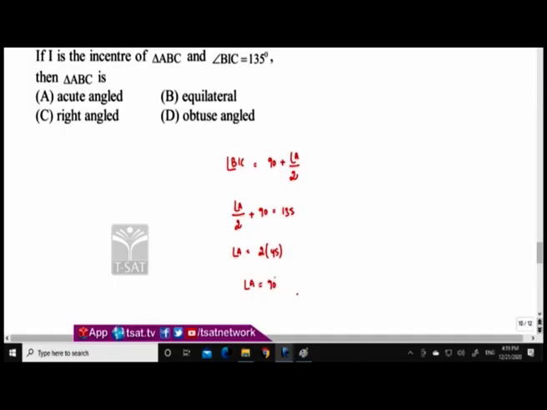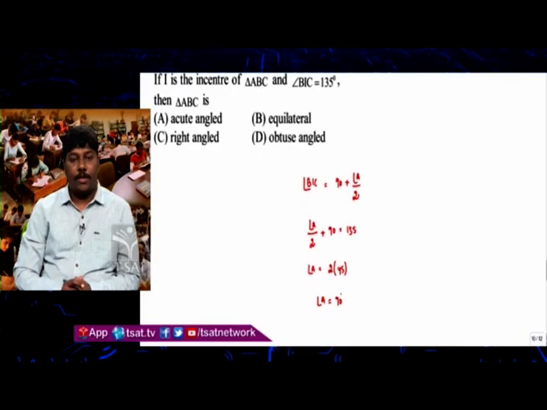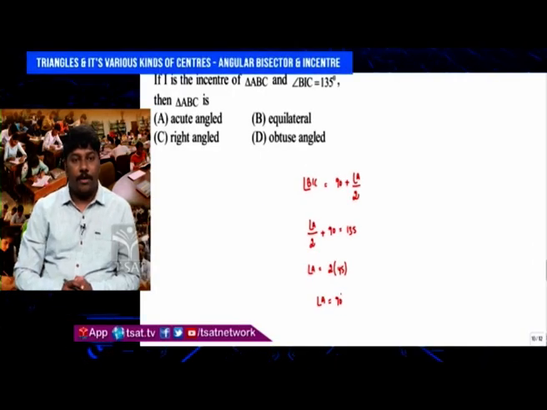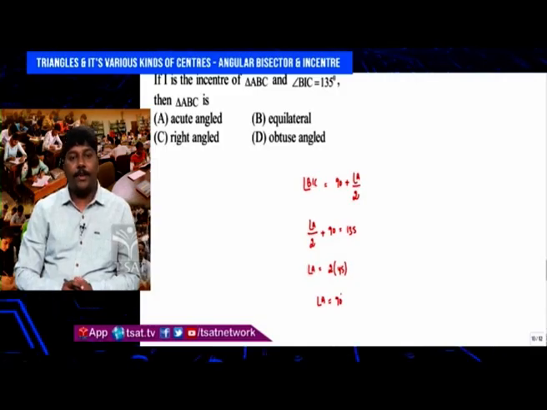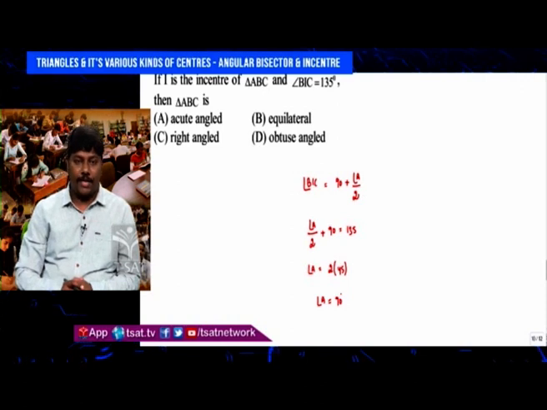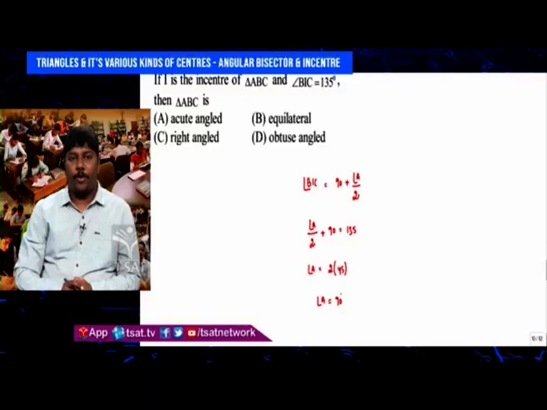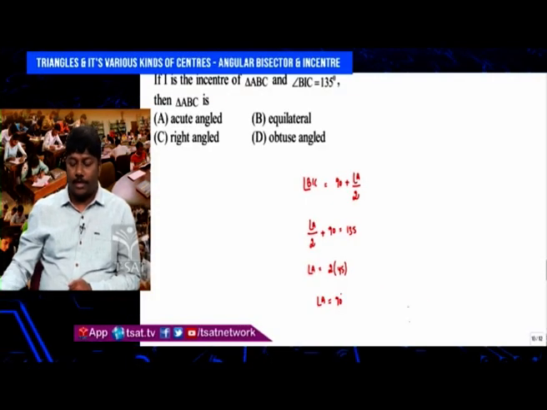So, if angle A is equal to 90 degrees, we call it a right angle triangle. Suppose if angle A is greater than 90, then we say the triangle is an obtuse angle triangle. So, we can't say anything about equilateral by using this property. Look at the next one.